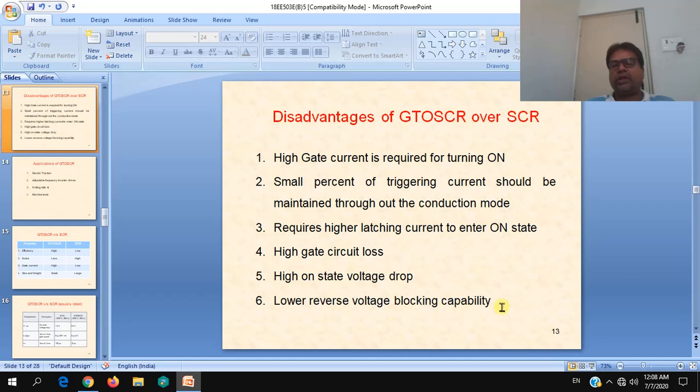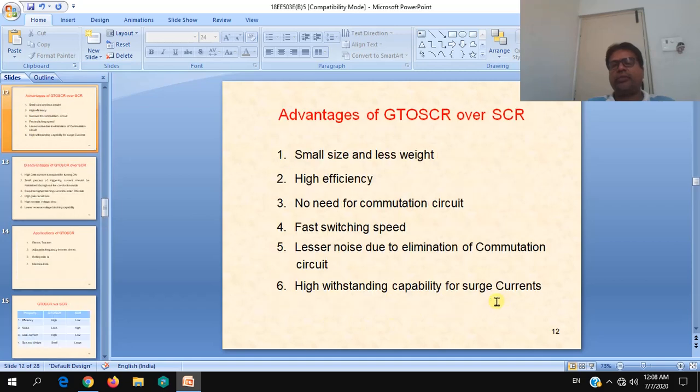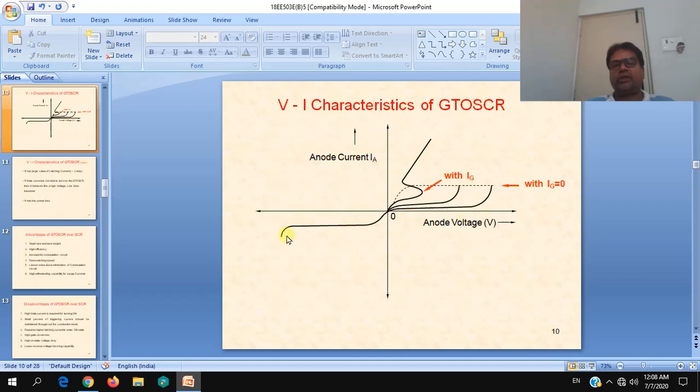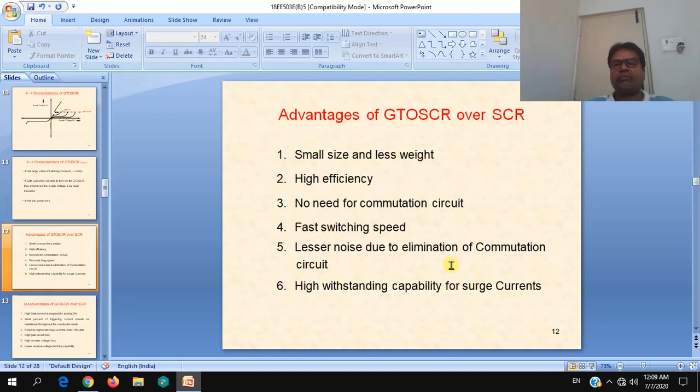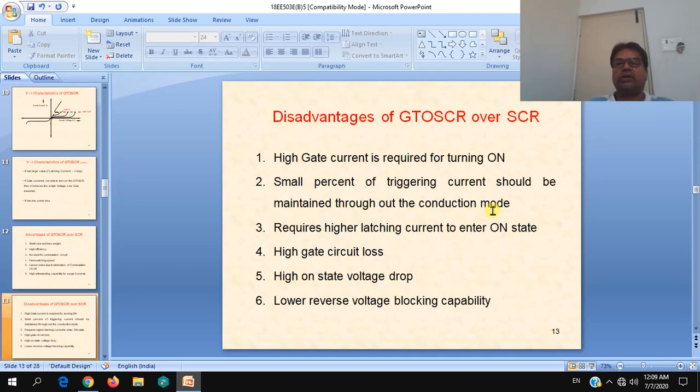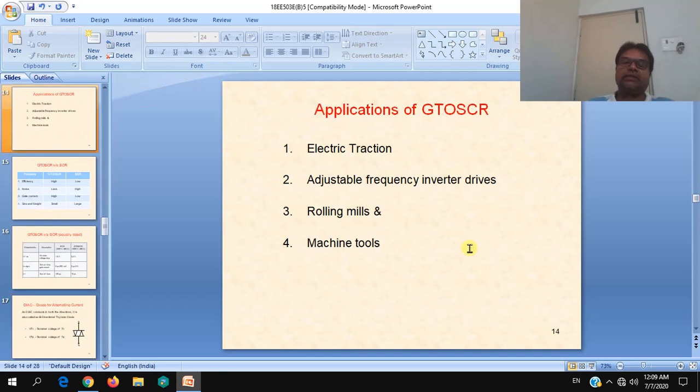Lower reverse voltage blocking capability. When compared to the conventional SCR, this reverse voltage blocking capability will be less, or avalanche breakdown will occur at lesser voltages, or you can say reverse breakdown voltage will be less when compared to conventional SCR. So these are the advantages and disadvantages of GTO SCR over conventional SCR.